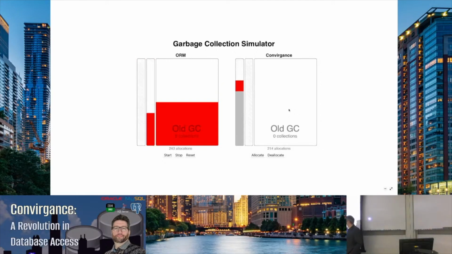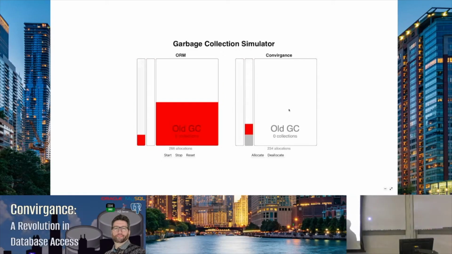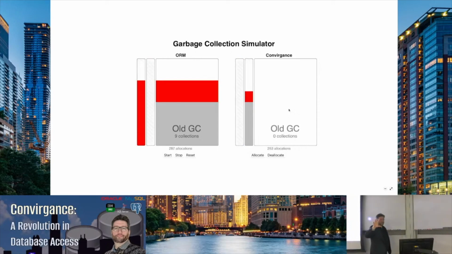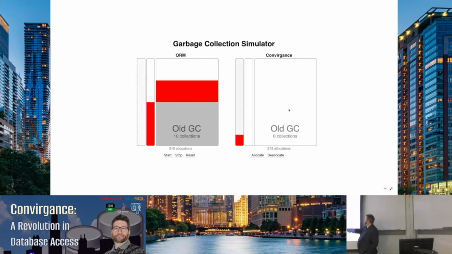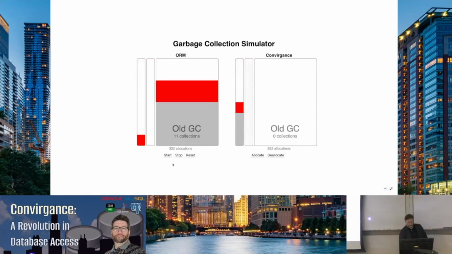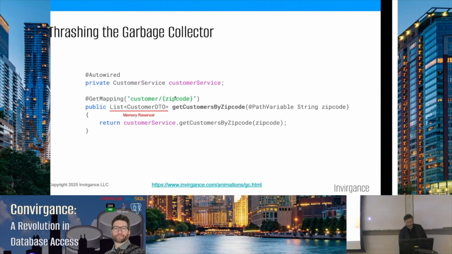You know, in just the time of talking, we've done 8 stop the world, and an old collection, right? It has to stop the entire program and compact everything down. And so the ORM is killing your performance, and you don't even know it, while convergence, with very little hardware memory, will just keep going. All right, so that's bad. How bad is it? Well, it gets worse.